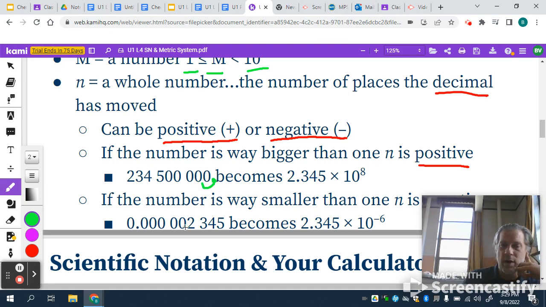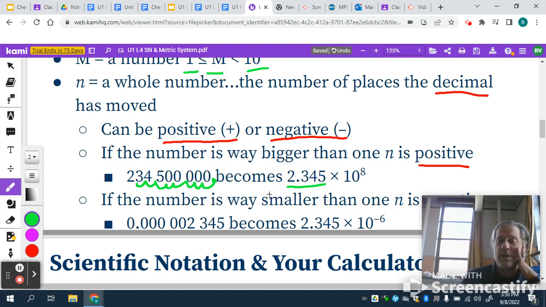If I move the decimal to go right there, I become 23,450,000. If I move the decimal here, I become 2,345,000. And if I move the decimal here, I become 234,500. And if I move the decimal here, I become 23,450. Here, I'm at 2,345. Here, I'm at 234.5. Here, I'm at 23.45. And here, I'm at 2.345, which is a number that's between 1 and 10. So this is my M value.